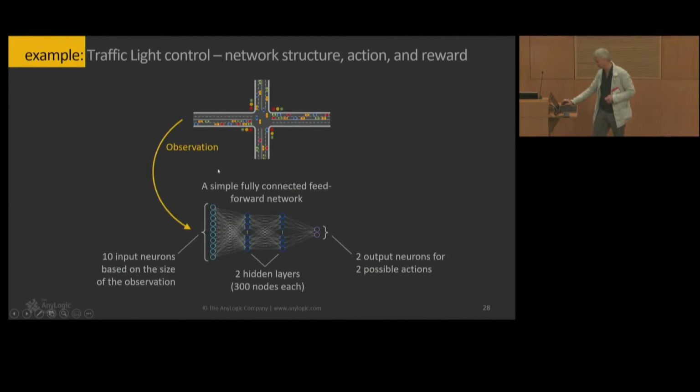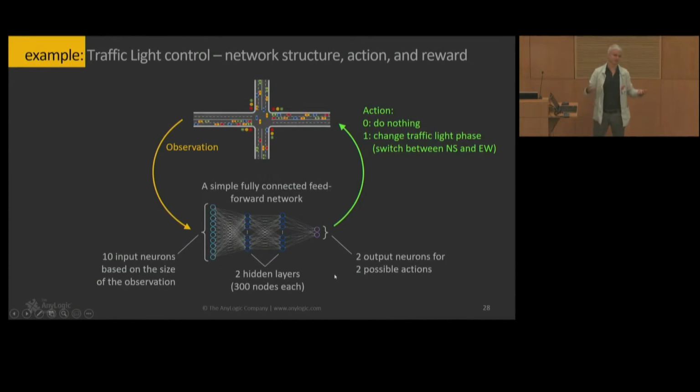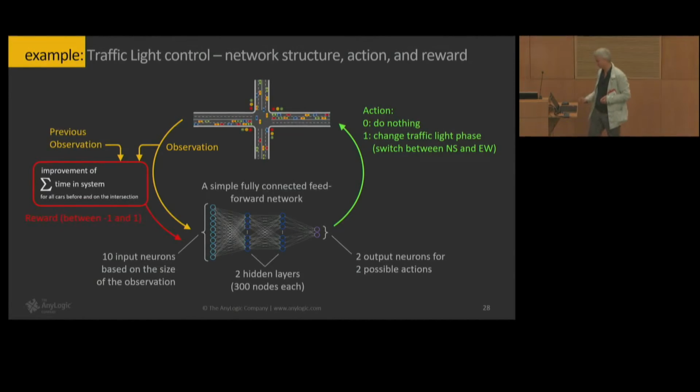Okay, there's a simulation model. Observation as we constructed goes here. AI suggests to change phase of the traffic light or not to change. Easy. And then we compare whether the situation at this intersection improved or not. We either reward or punish the neural network by providing this as a reward. And the value is from -1, which is you did bad, to 1, which is you did great.